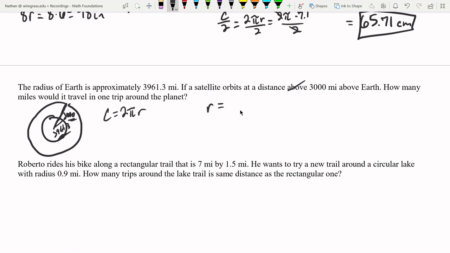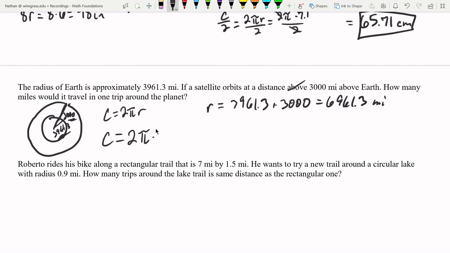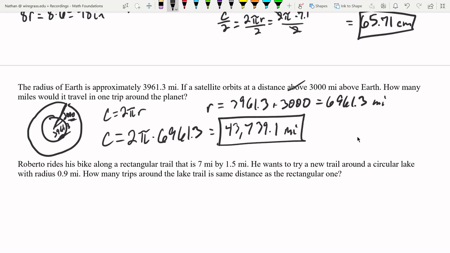So the radius is going to be 3961.3 plus 3,000, so 6961.3 miles. That means how many miles would it travel in one trip around the planet? That's the circumference of this orbit. It's going to be 2 pi times 6961.3 miles. Plugging that into a calculator, we get 43,739.1, and this is going to be in miles since the radius was in miles.